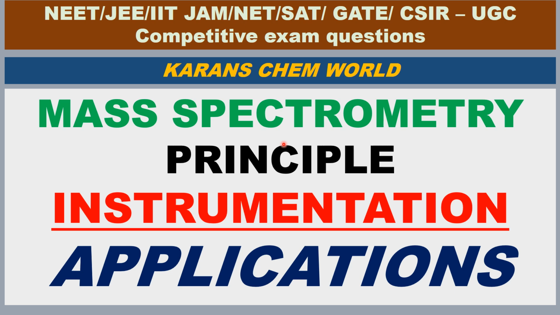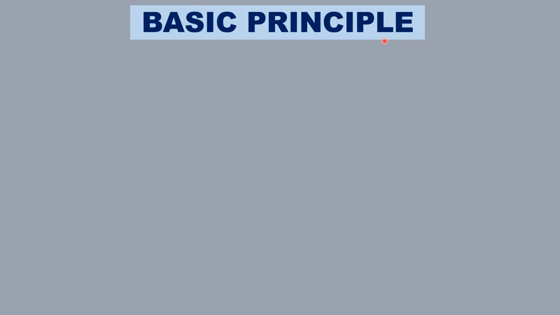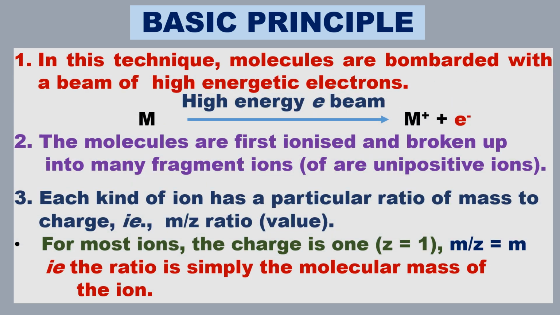In this video, let us study mass spectrometry. It is also called mass spectroscopy: its principle, instrumentation and applications in detail. What is its basic principle? In this mass spectrometric technique, the molecules are bombarded with a beam of high energetic electrons in the ionization chamber.